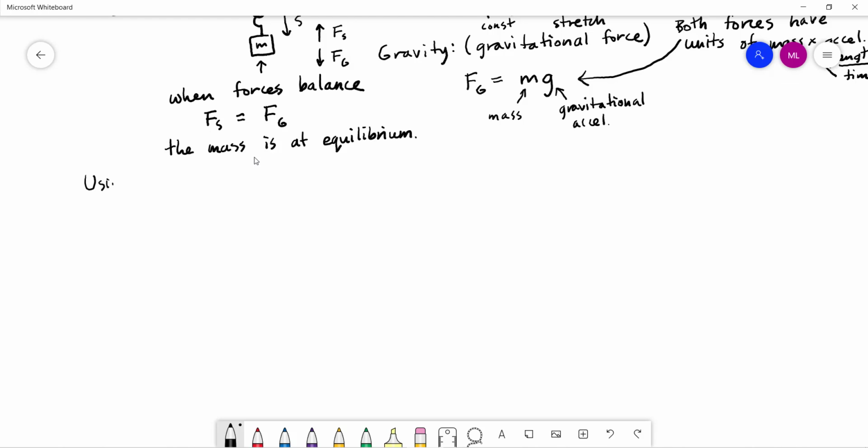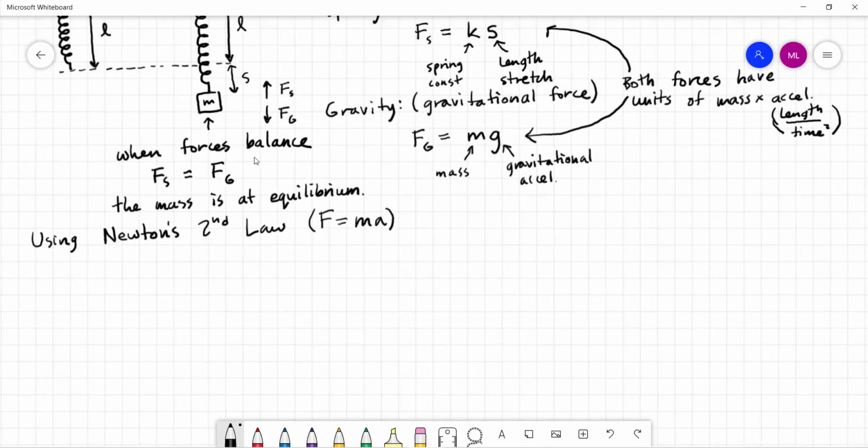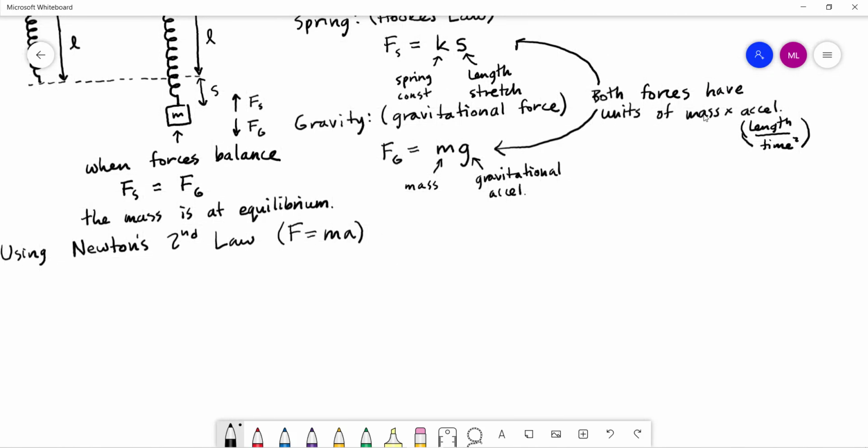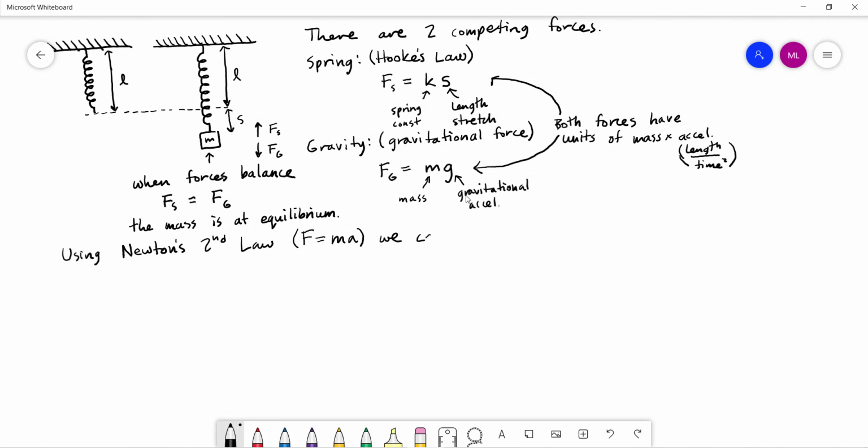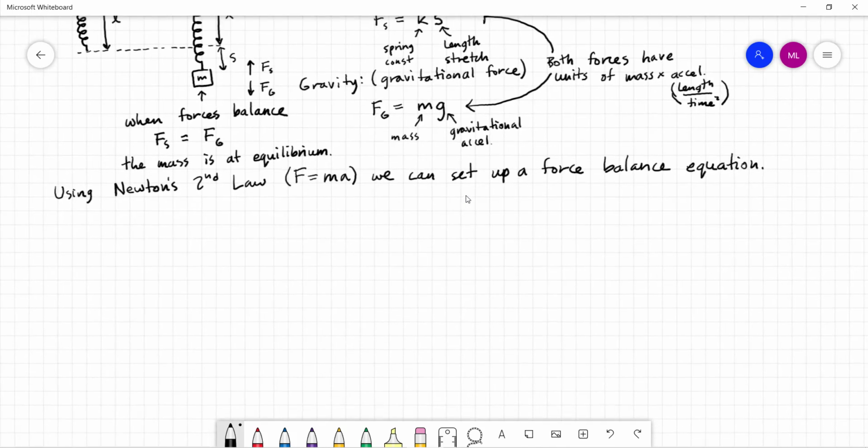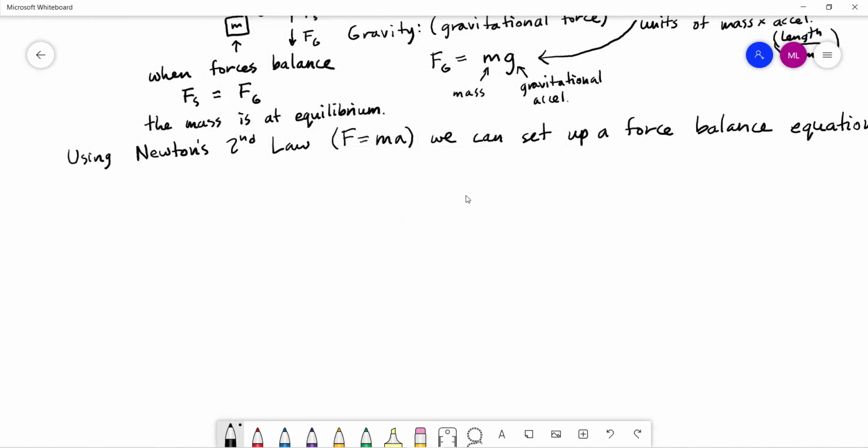So now, using Newton's second law, which is F equals ma, exactly what I basically described over here, that force is equal to a mass times acceleration. That's Newton's second law. We can set up a force balance equation. Okay. So what that force balance equation is going to say is essentially the following.